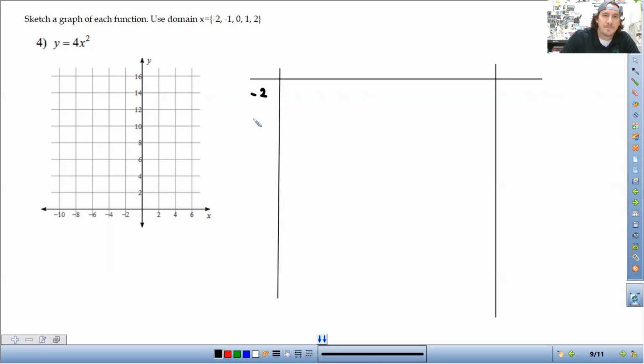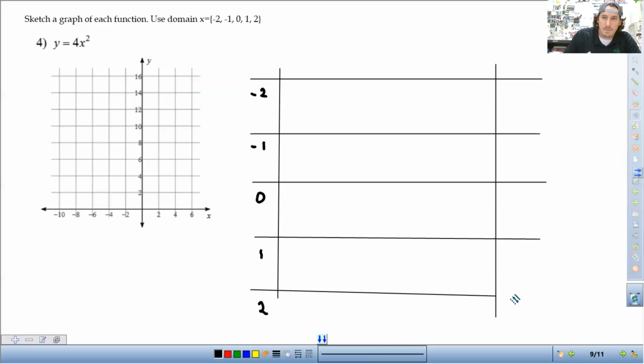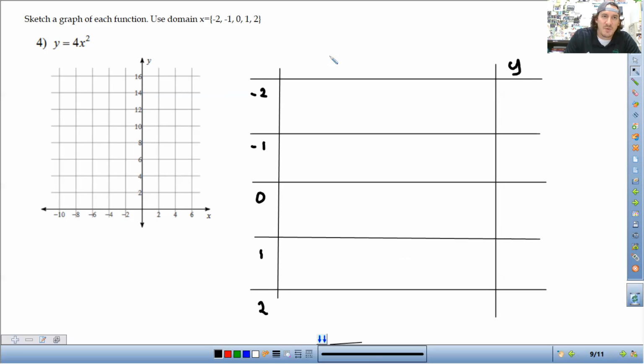So -2, -1, I'll give myself a little bit more space, -2, -1, 0, 1, 2. Organize this table a little bit. So this column is the y's, and I'm going to put the work with the function in the middle. So I'm going to do the same thing where I fill it in, just replace the x's with empty parentheses.